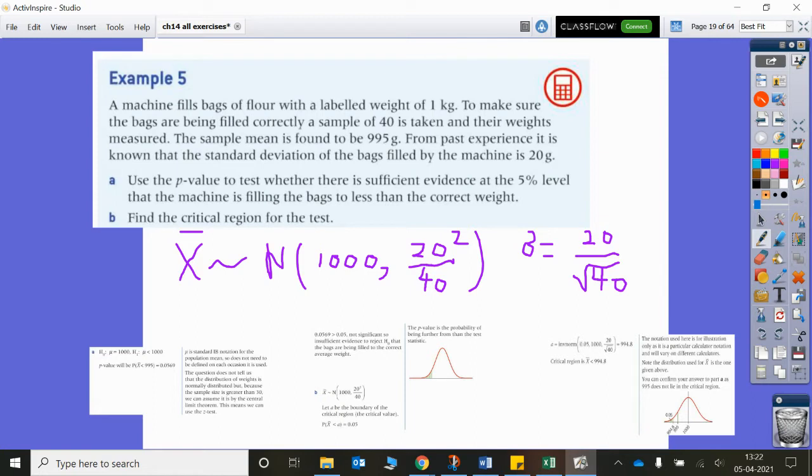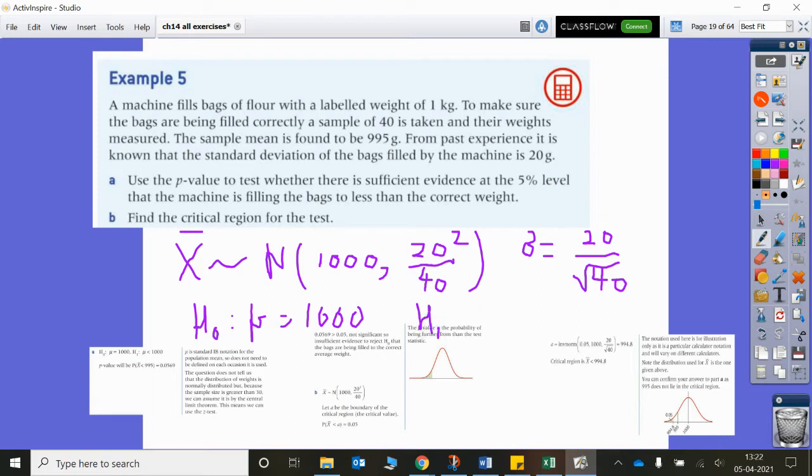Oh, we haven't written down H0 yet. H0 in this case is that mu is equal to 1,000 grams, all in terms of grams because the standard deviation was in grams.